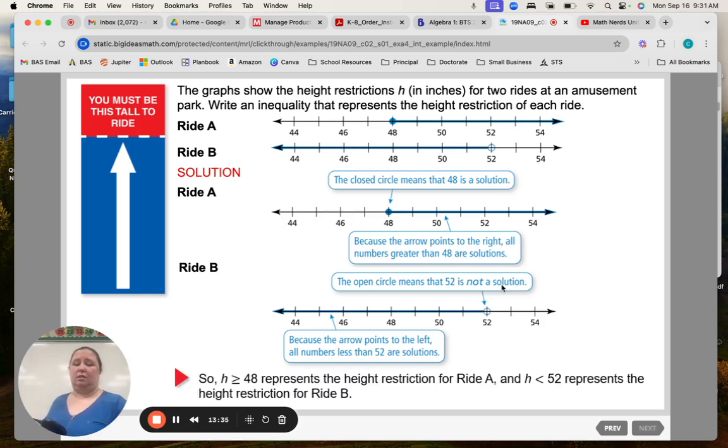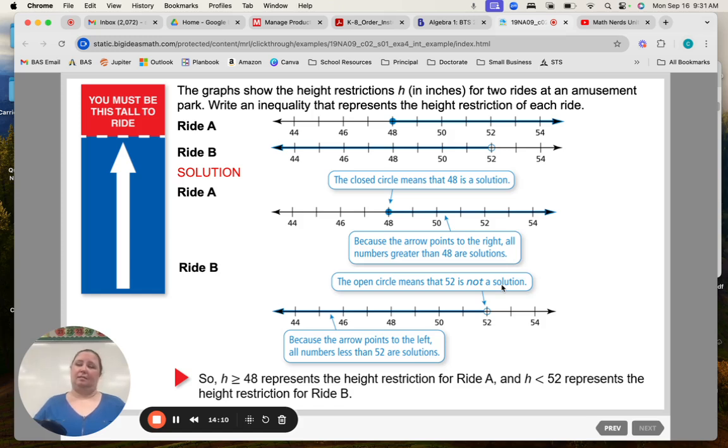All right, so let's write the 2 inequalities. H is going to be greater than or equal to what? 48. And then it's going to be less than 52. So you must be equal to or over 48, but less than 52. Well, they're 2 different rides. But that's a great comment because, yes, you can occasionally write a compound inequality where it says you have to be at least 48 inches tall, but less than 52. We'll probably learn that in the next lesson.